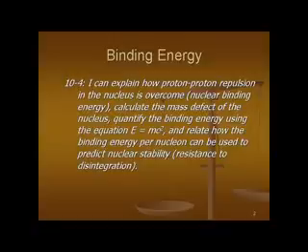Learning standard 10-4 simply says this: I can explain how proton-proton repulsion in the nucleus is overcome, and this is overcome by the nuclear binding energy. I can calculate the mass defect of the nucleus, quantify the binding energy using the equation E equals mc squared, and relate how the binding energy per nucleon can be used to predict nuclear stability, which is the resistance to disintegration.